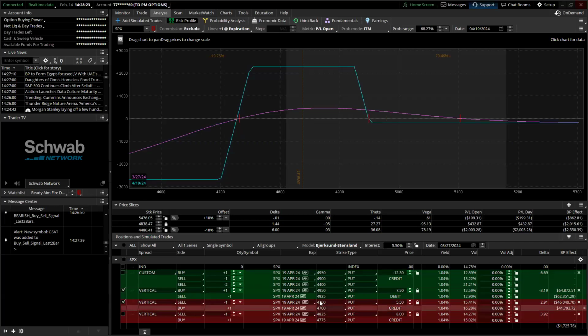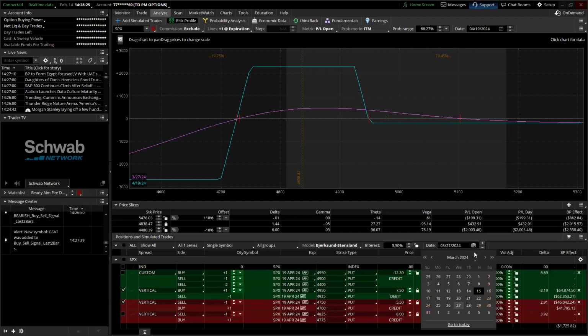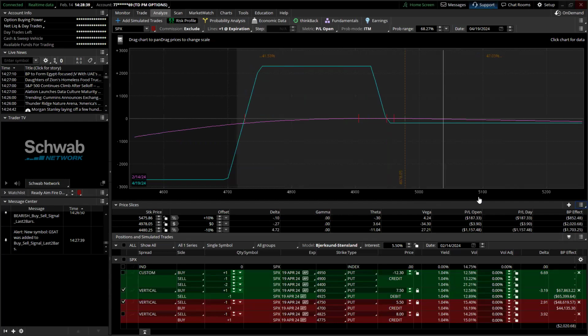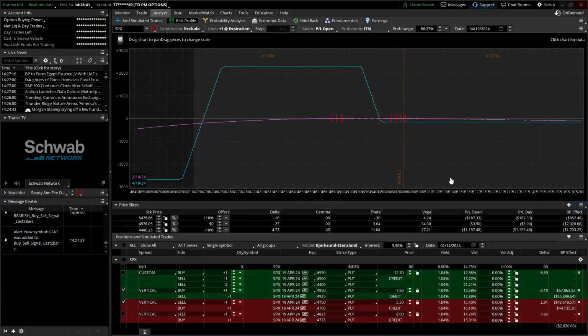So now let's talk about adjustments, right? Like I said in the beginning, if we put this trade on today, right, here's where we are. Our upside risk is $200. And our goal number one, as far as adjustments go, is to recover the $200, right?